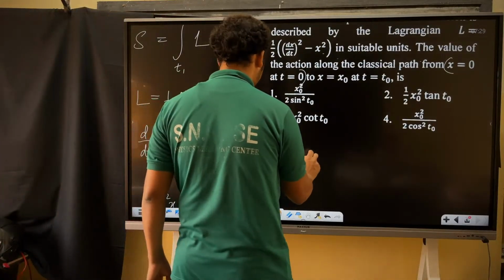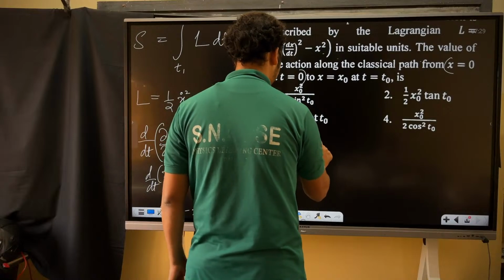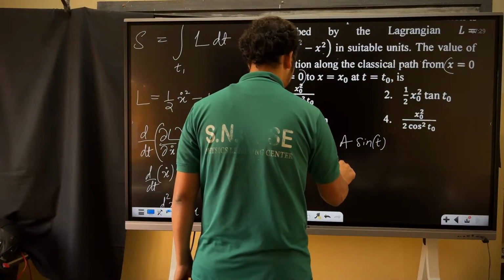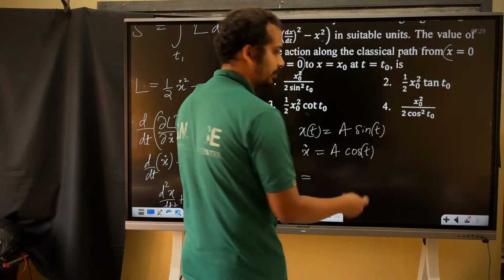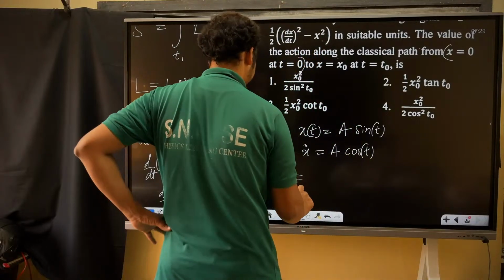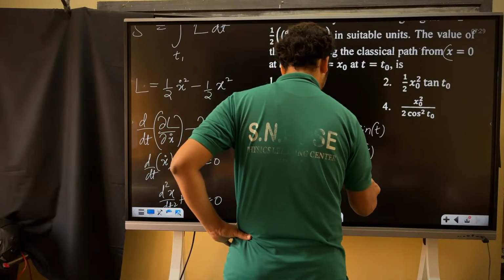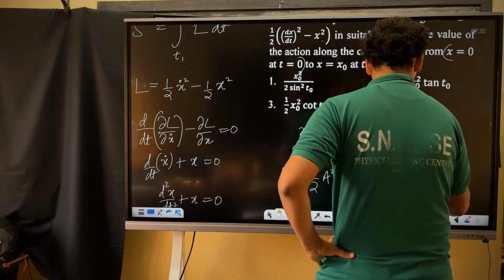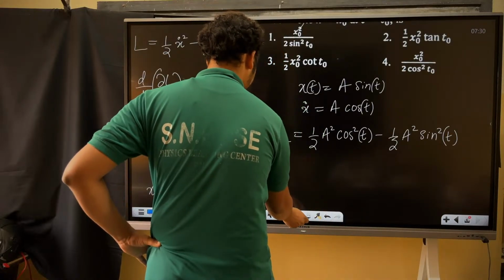Lagrangian is equal to half x dot square. What is x here now? x of t is equal to A sin t. Speak up. x dot is equal to A cos t, isn't it? So the Lagrangian in terms of time, A I will substitute later. L is equal to half x dot square, half A square cos square t, minus half x square, half A square sin square t. So half A square you can take common, isn't it?